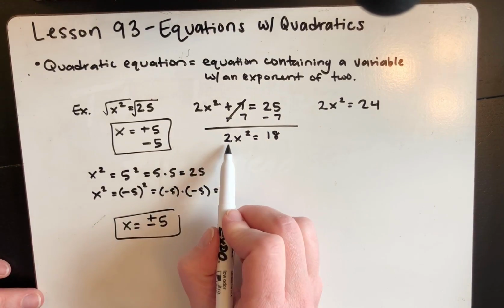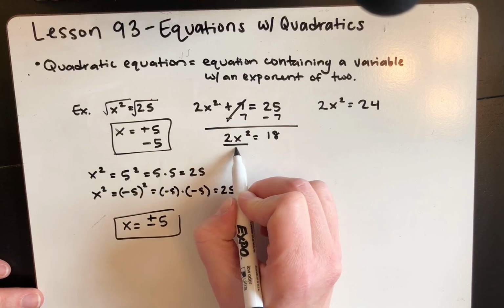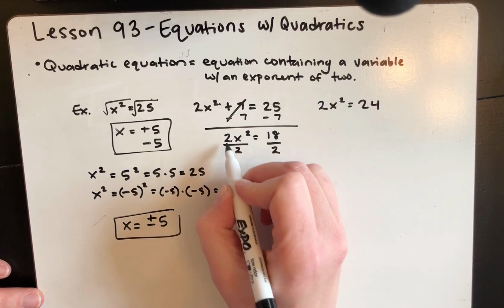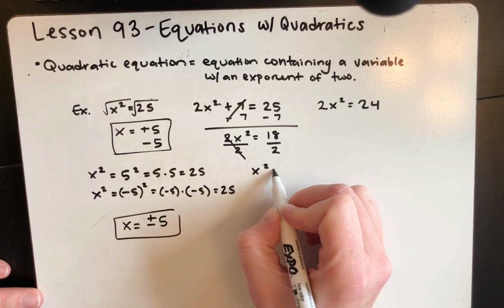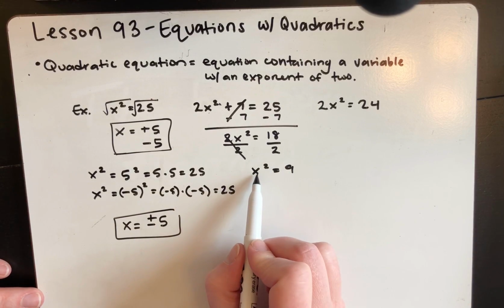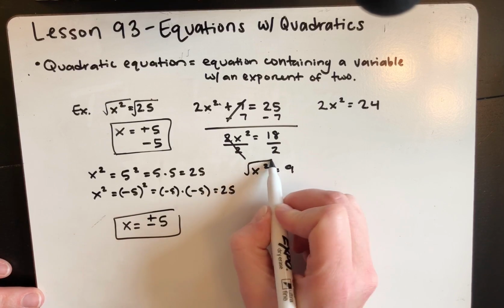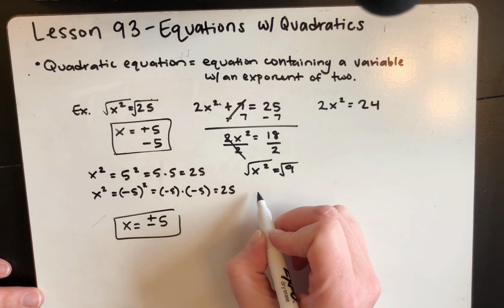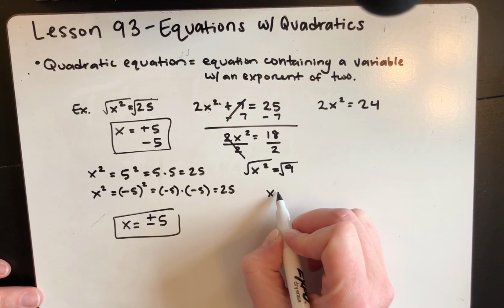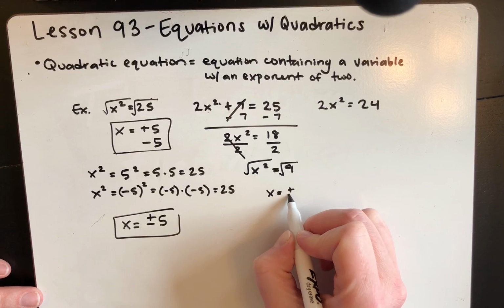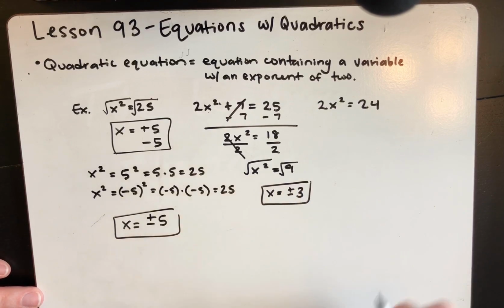All right, so now how do I get x by itself? Well, first I need to divide by 2. So I'm left with x squared equals 9. And I'm still not quite done yet. I have x squared is 9. How do you undo a square? You're going to take the square root of both sides. The square root of x squared is x, and the square root of 9 is plus or minus 3.